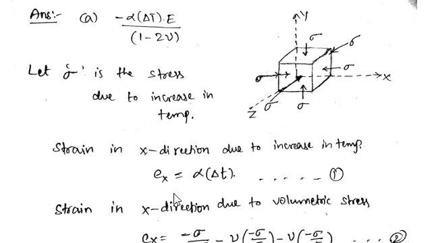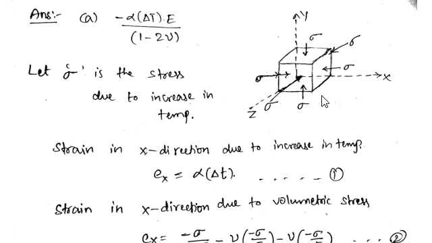By taking that temperature stress into consideration, let us write the strain in x direction due to this increase in temperature. So epsilon x you can write as alpha into delta T. For clarification of how to write this strain formula by taking thermal stress into consideration, just refer to my previous video. Anyway, the strain in x direction because of this thermal effect is alpha into delta T, where alpha is the coefficient of linear or thermal expansion, and delta T is the rise of temperature. Let us take this as equation number 1.